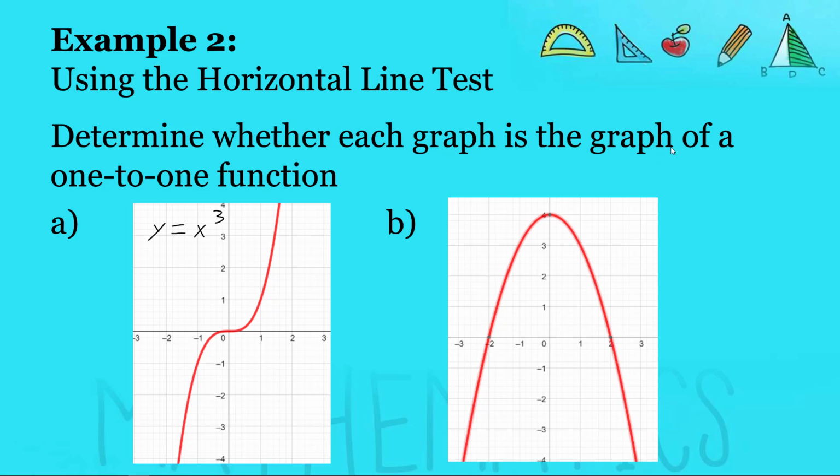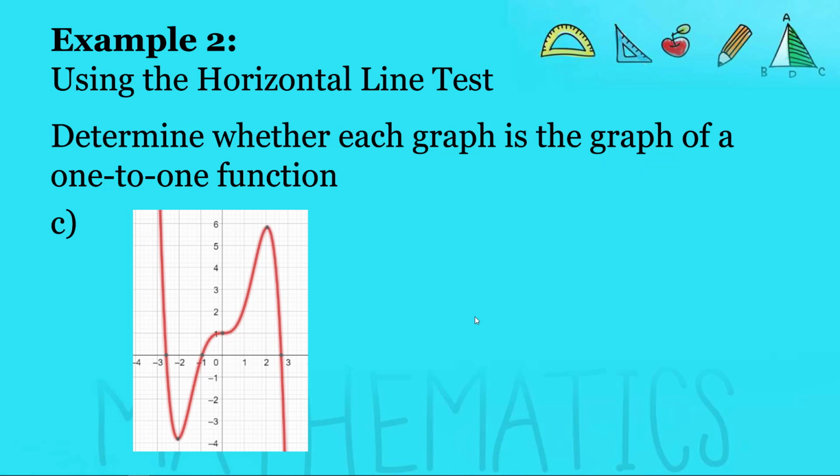On the other hand, this one, which is negative x squared plus 4, is not a one-to-one function. Once again, you can just look at it and you can tell, right? You can tell just by looking at this horizontal line, which we call the x-axis. You can clearly tell that this one is not one-to-one.